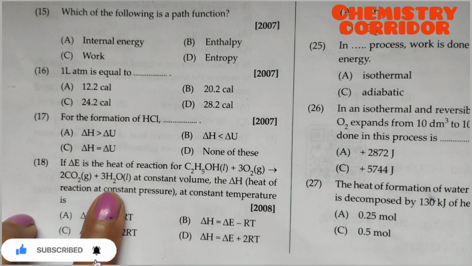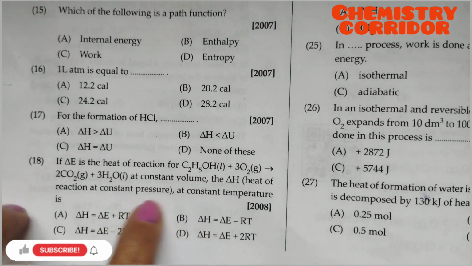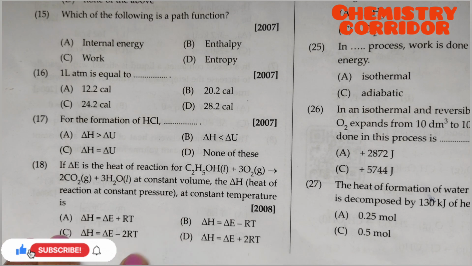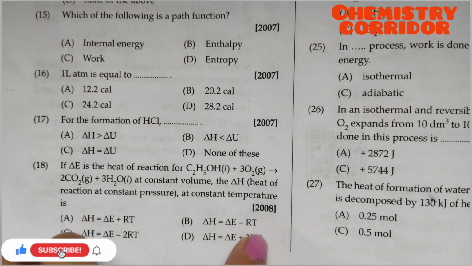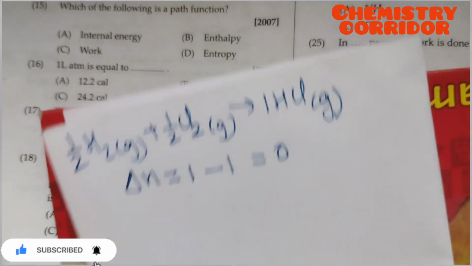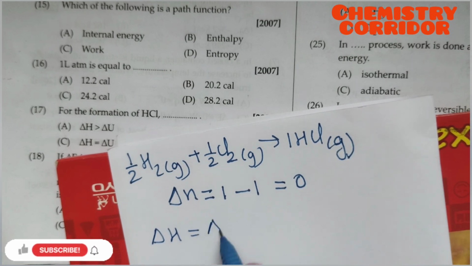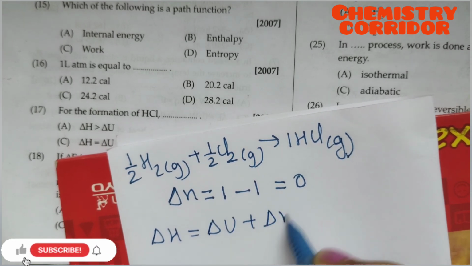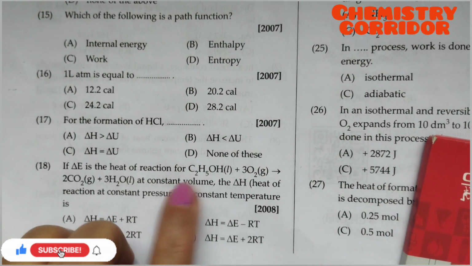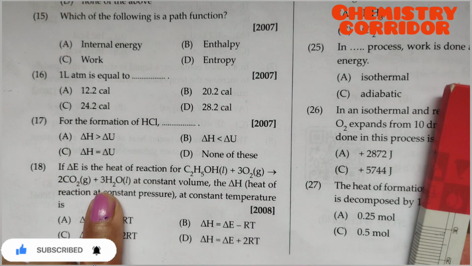If delta E is the heat of reaction for this given reaction at constant volume, the delta H of the reaction at constant pressure and constant temperature is? Now if you see the equations, they have given the enthalpy equations for a chemical reaction. So what is the equation, student? Delta H is equal to delta U plus delta N RT. You have to just calculate delta N. If you see the reaction, you have to consider only the gaseous reactants and the gaseous products.